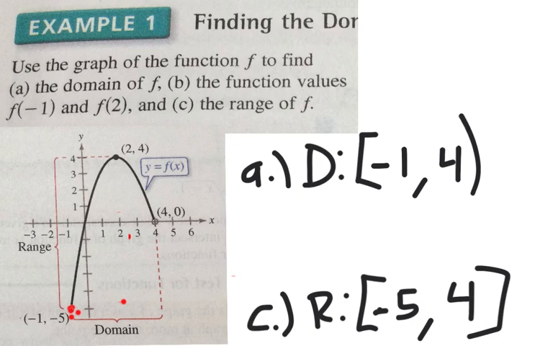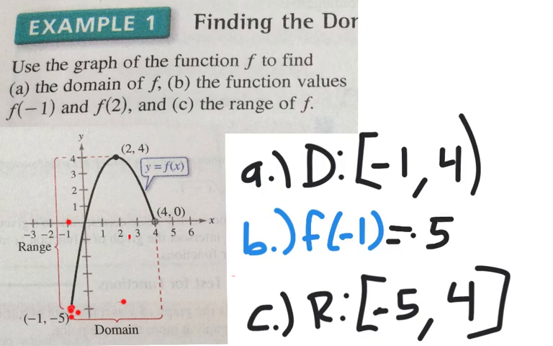So now I found A and C. I found the domain and I found the range. Now B part tells me to find what is the function evaluated at -1. So what are we doing? This is like our f of x, except now my x value is -1. So I go to where my x value is -1, and I want to know what's the y value at -1. If I plugged in -1, what y value do I get? Well, the graph at -1 has a y value of -5. So the function evaluated at -1 is -5.